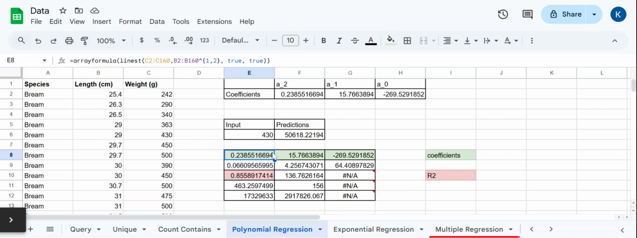But if you choose to do true, true to turn on extra information, the parts that you probably are interested in are the green values that are the coefficients, and then the red value that is r squared. So that's it for polynomial regression. Again, you can change the degree of your polynomial by adding comma 3, comma 4, all the way up until whatever degree polynomial you would like.